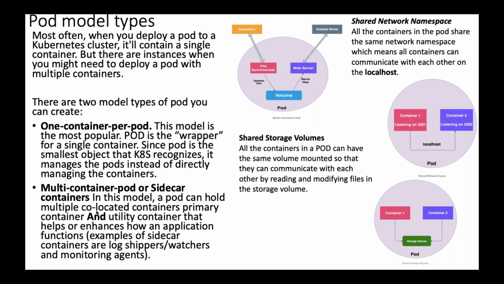Suppose there is a main application, and it requires some help. So you can have that helper container in the same pod. So, a primary container and a utility container that will help or enhance application functions. Examples of sidecar containers are monitoring agents and log shippers. Or let me take this use case. Let's take I have a main container.